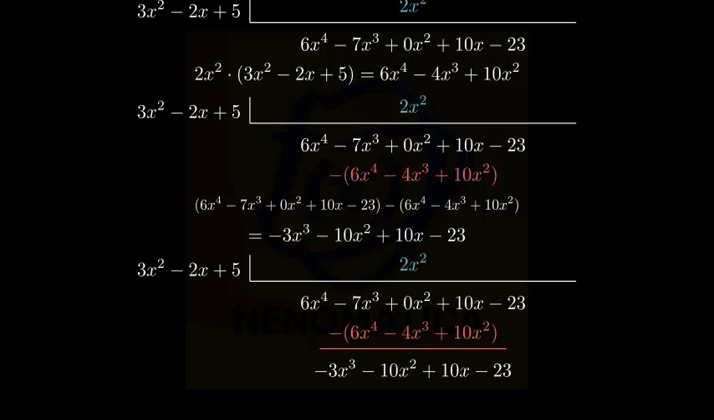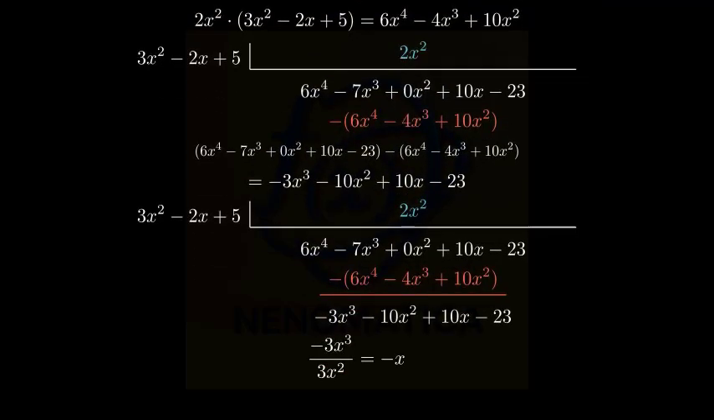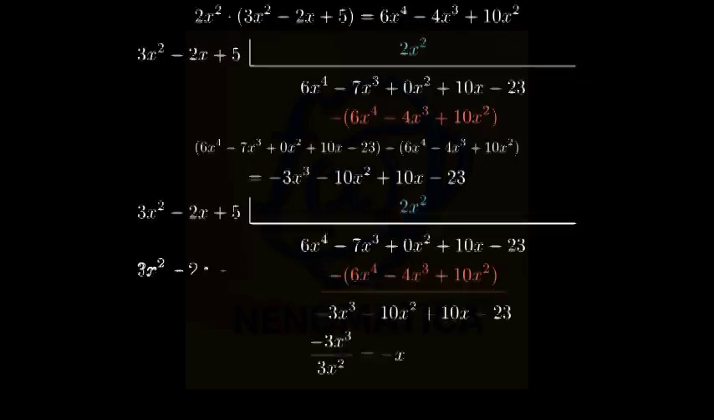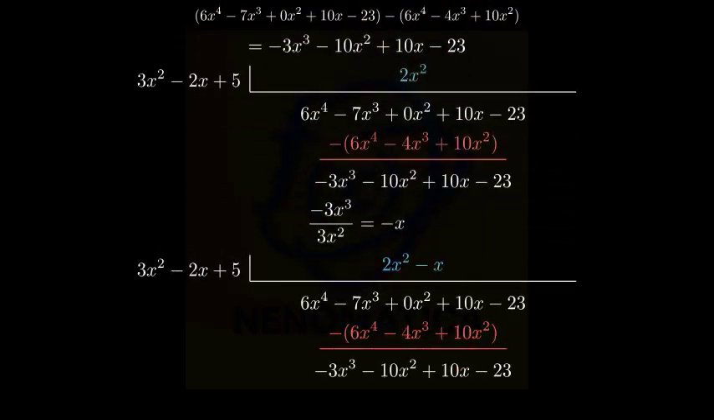For the next step, we divide the leading term of the remainder by the leading term of the divisor. That's negative 3x cubed divided by 3x squared, which gives us negative x. So we write negative x as the second term of our quotient. We multiply the divisor by negative x.